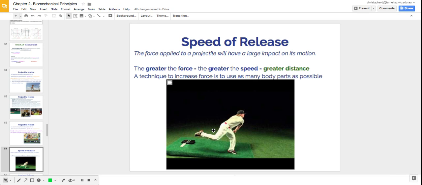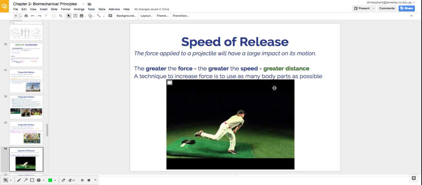Some different things we need to look at as well, which can impact on the projectile, is how we release it, the speed of release. The force applied to a projectile will have a large impact on its motion. If we can generate more force when we go to throw, that means there's going to be a greater speed, which means we're going to have greater distance.